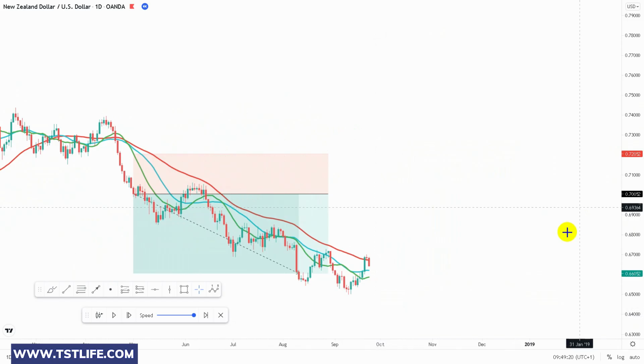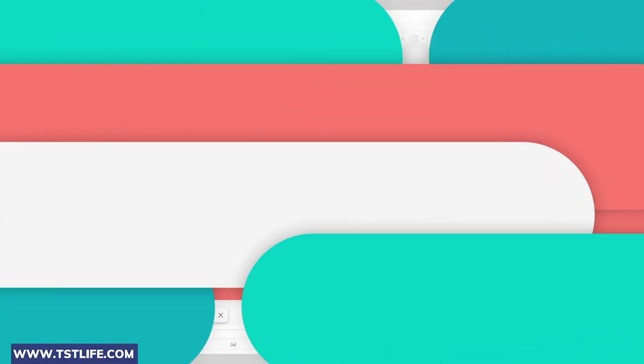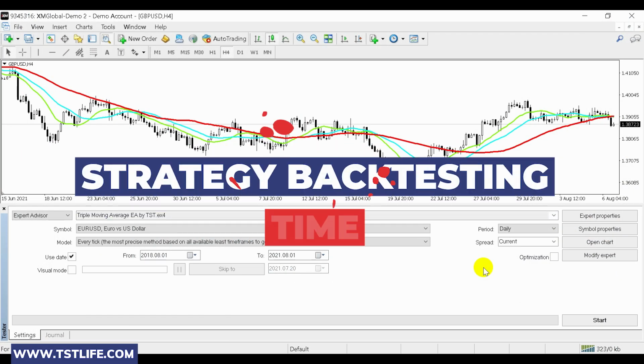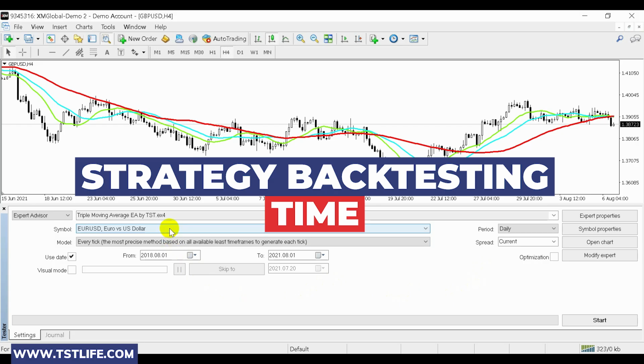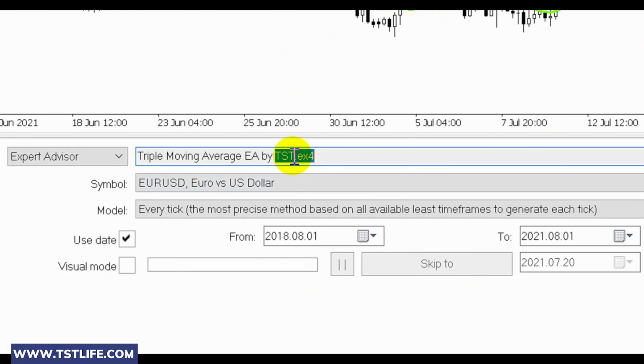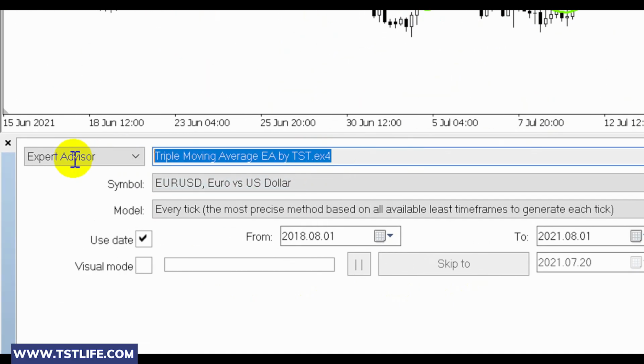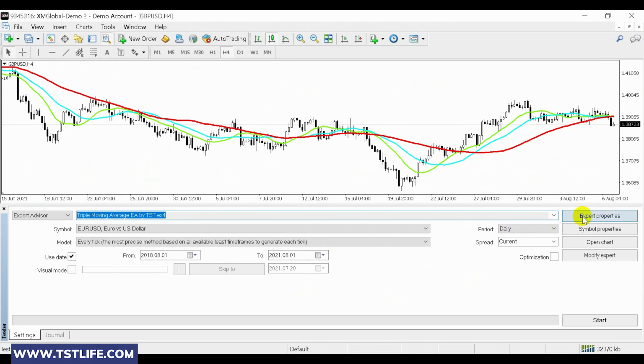Let's not get too excited yet, as the two examples were hand-picked. We need to backtest the strategy now to see whether it's profitable or not. As usual, we are going to use an expert advisor, which is designed according to this strategy. You can download and use it for absolutely free at the end of the video.